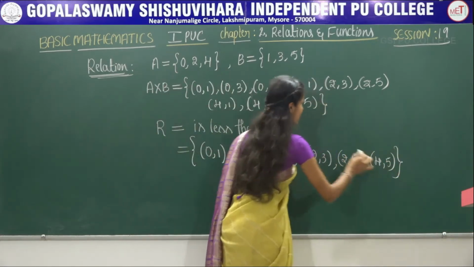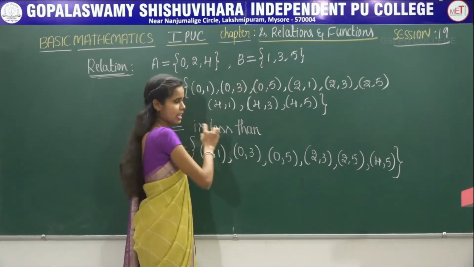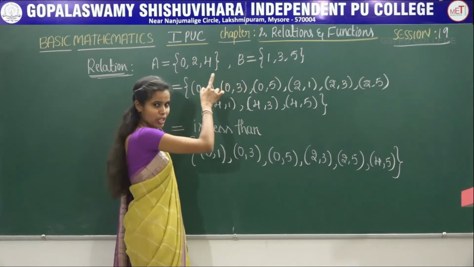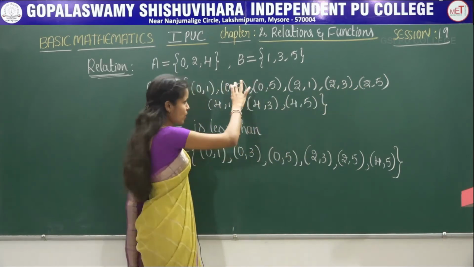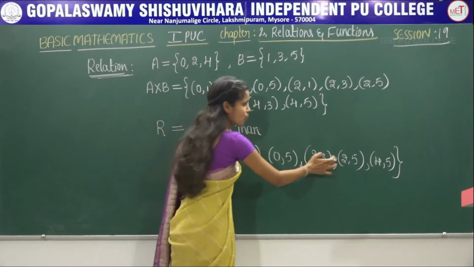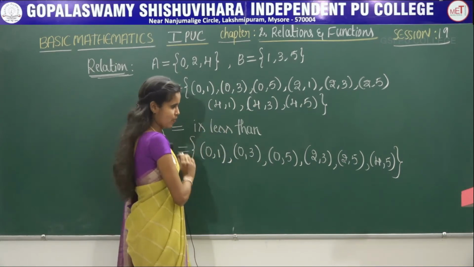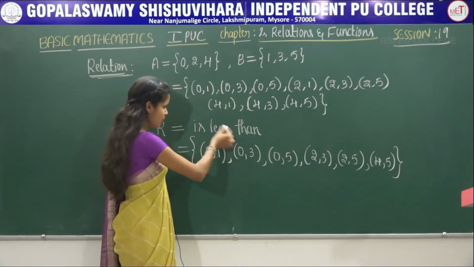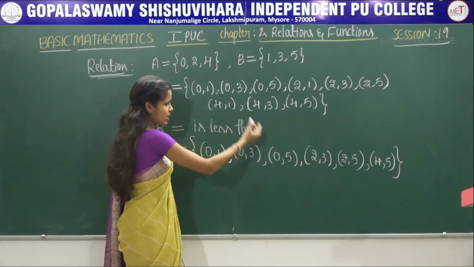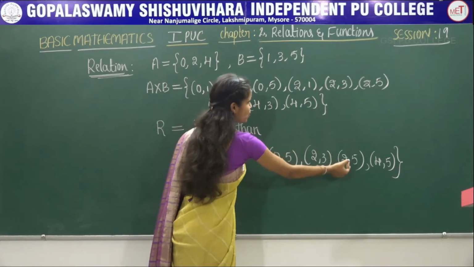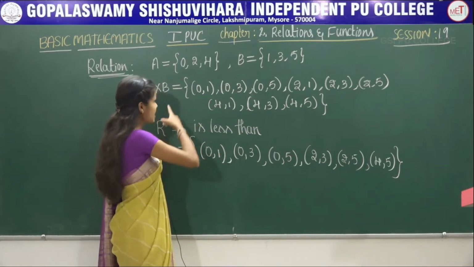Here observe. The set A contains 3 elements. The set B contains 3 elements. Therefore the Cartesian product contains 3 into 3, total 9 elements. Out of 9 elements, only 6 elements satisfy the condition, the relation is less than. Here observe, each and every element of R is also an element of A cross B. (0,1) belongs to A cross B, (0,3), (0,5), (2,3), (2,5) and (4,5). All are elements of A cross B. Therefore, R is a subset of A cross B.